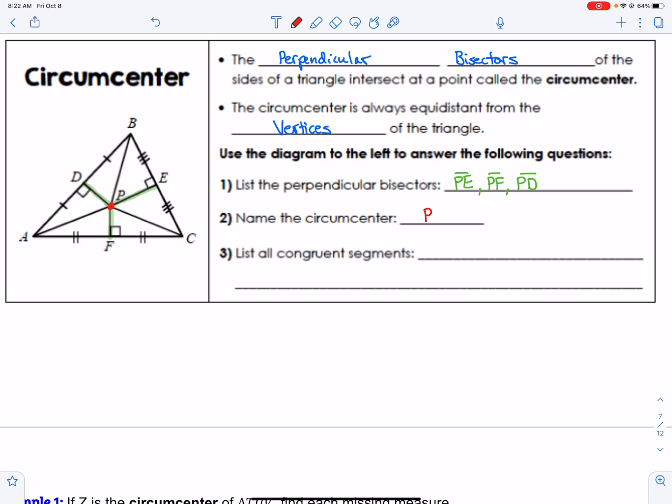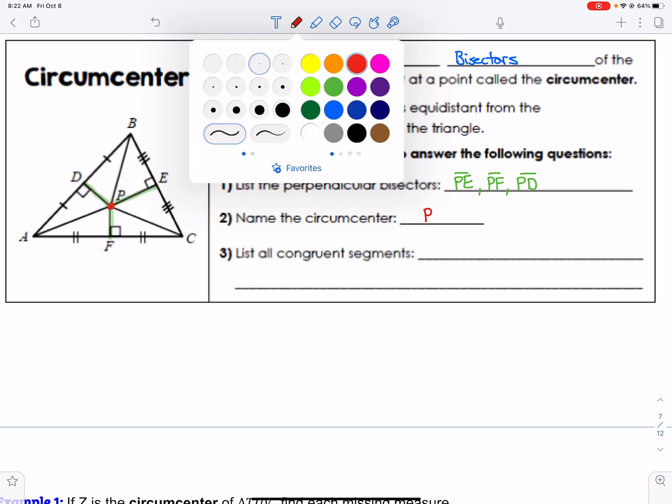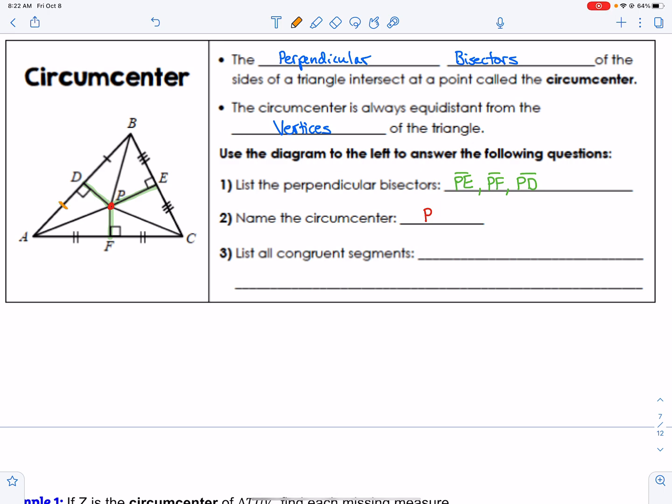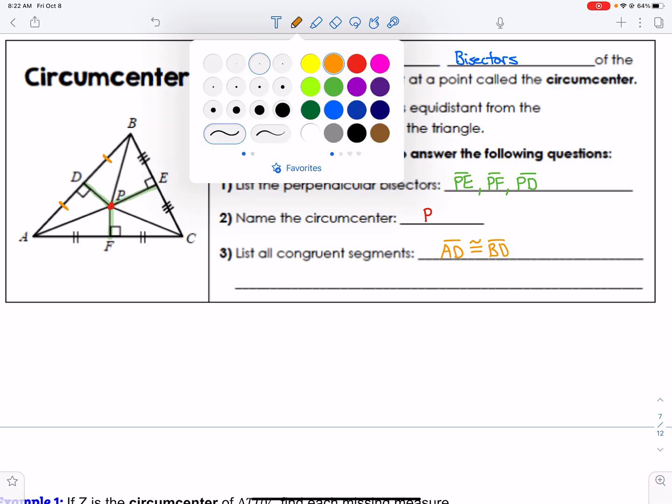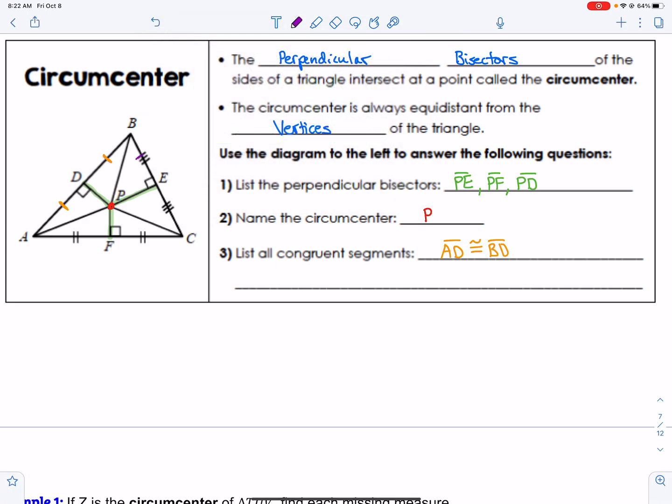And then list all congruent segments. Some of the congruent segments are already labeled for us in the picture. We have AD is congruent to BD. We have BE is congruent to EC. And we have AF is congruent to FC.